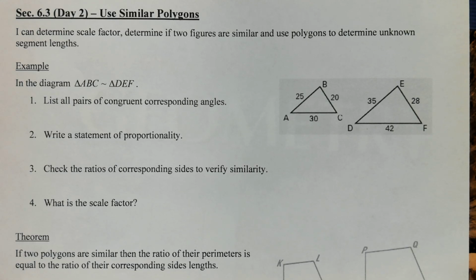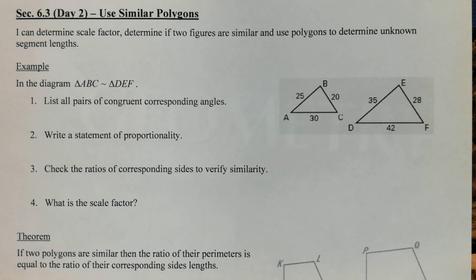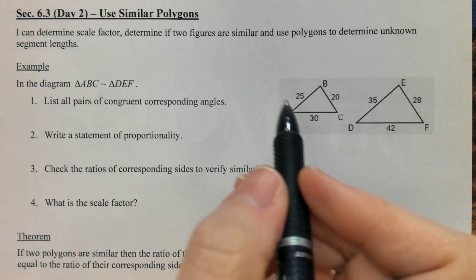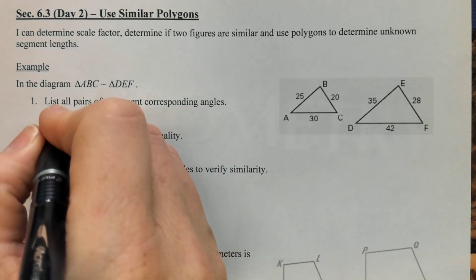This is 6.3 day 2, and we're going to keep using all of our ideas of whether or not polygons are similar to solve a few more problems. So it says list all the pairs of congruent corresponding angles. And so we're going to go with angle A goes with angle D.